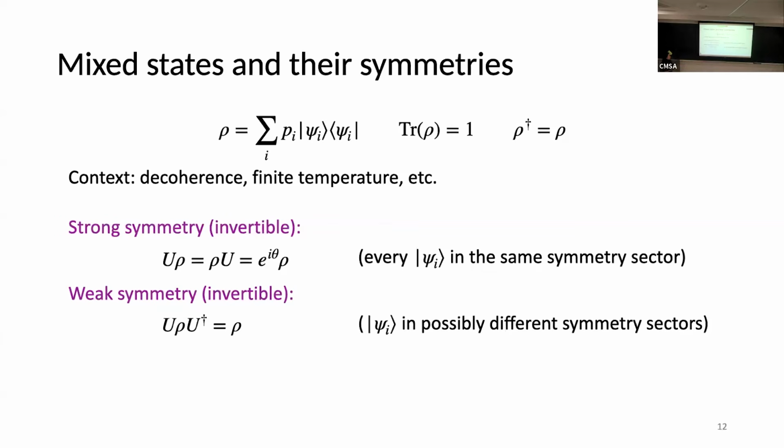You can think of these cases as follows. If it has a strong symmetry, that means that it's an ensemble of states, these psi_i, and each of them are symmetric and are in the same symmetry sector. If you have a weak symmetry, then these states are allowed to be in different symmetry sectors because the phases on both sides cancel. So every strong symmetry also gives rise to a weak symmetry, but a weak symmetry may not come associated with a corresponding strong symmetry. And if you start off with pure states, you only have strong symmetries, and every strong symmetry is a weak symmetry. Okay.